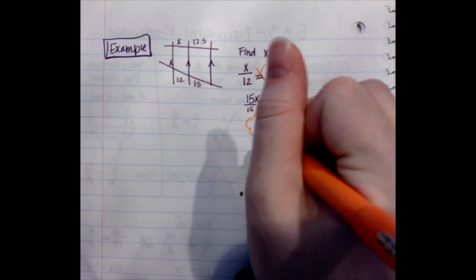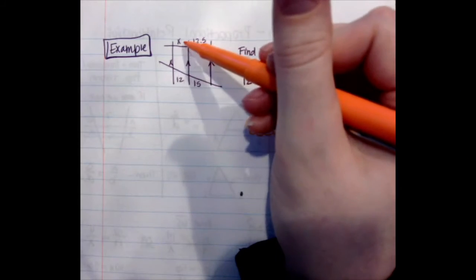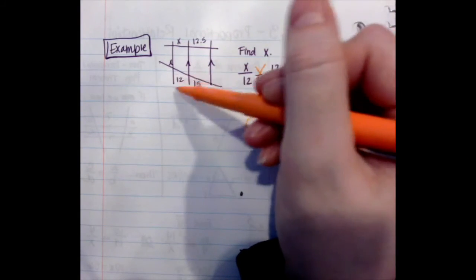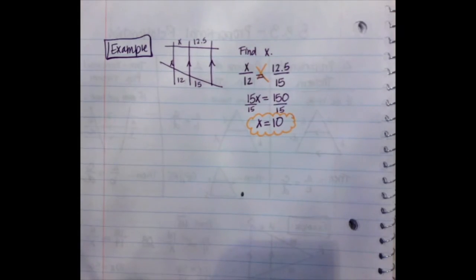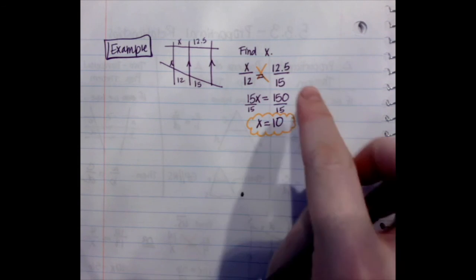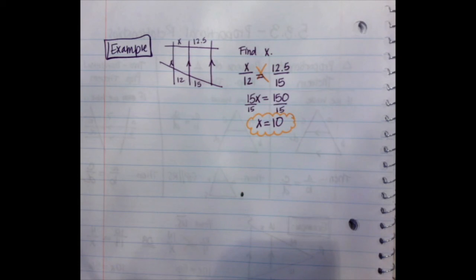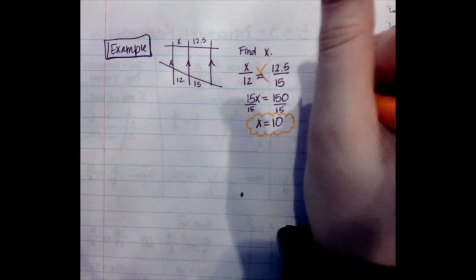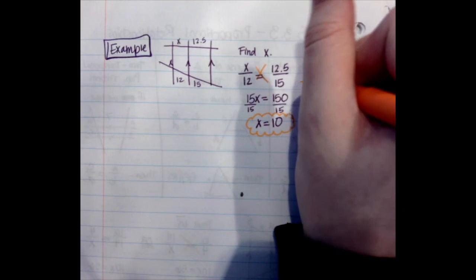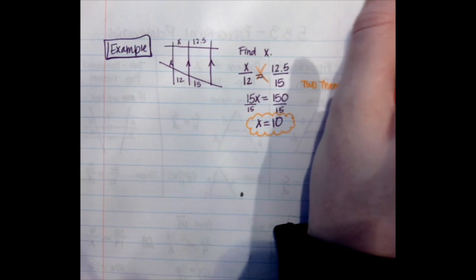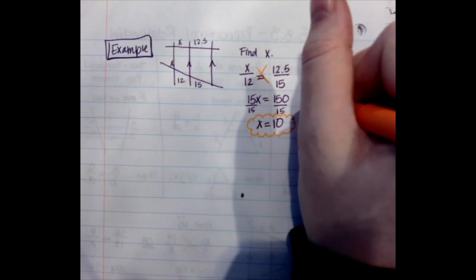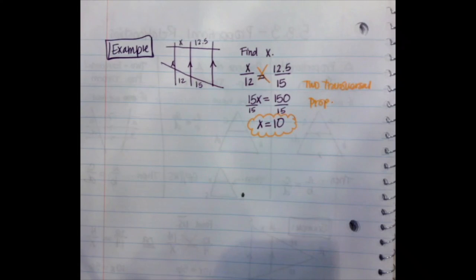And again, I just want to look at my picture and see if 10 might make sense. And you can see I have 12.5, 15, 12. 10 is a normal number for that to be there. If it was like 30 or something, I might get concerned, or vice versa. If it was a very small number, I might get concerned and go back and double check to see if I set my proportion up correctly and then if I solved correctly. And so this theorem is the 2 transversal proportionality because we had 2 transversals.